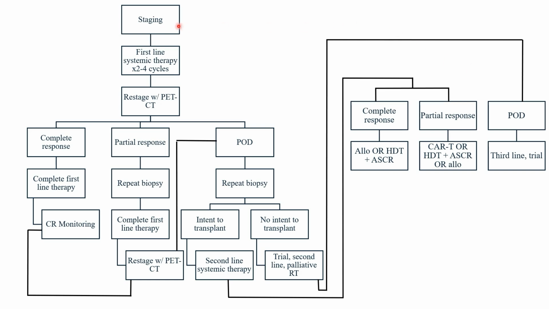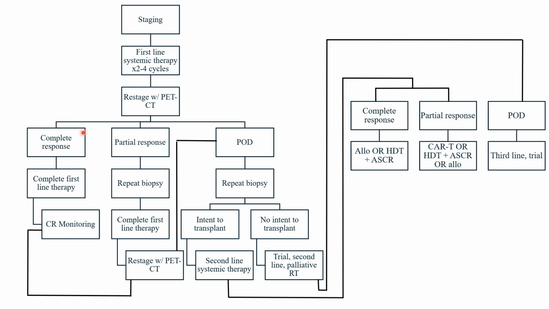So we start over here with staging, right? So you have your patient, you stage them, and you begin therapy. Whichever therapy you'd like to start, you start it. Okay, and you give them a few cycles. You give them 2, 3, 4 cycles, and then you stage them again. So you restage them with a PET scan. At this point, you're going to restage them. You're going to see either a complete response, a partial response, or the progression of disease, POD.